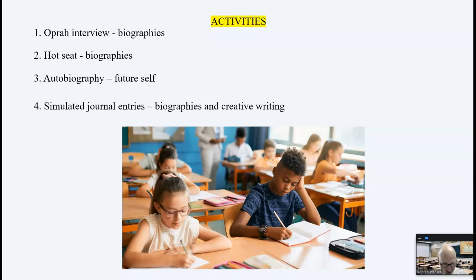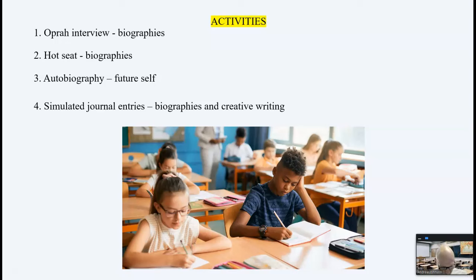The hot seat. This is interesting. Someone has written a biography. They volunteer to stand in the front, and then the whole class fires questions at them, and they take the role of the person they're doing the biography about. I probably forgot to suggest that in the Oprah interview. The writer becomes that person, and you do a kind of creative dramatics.